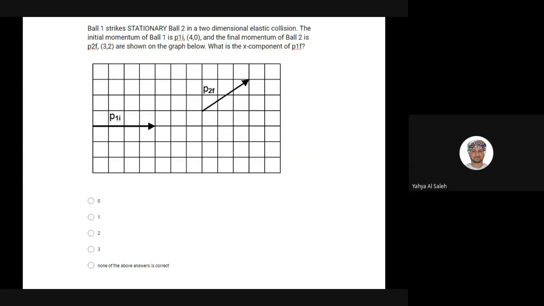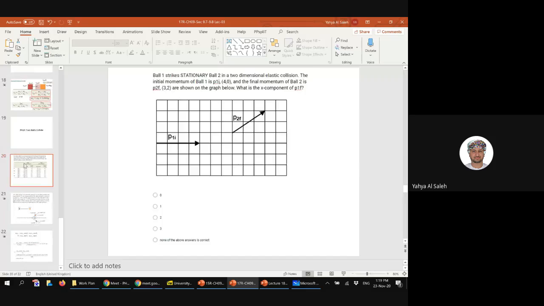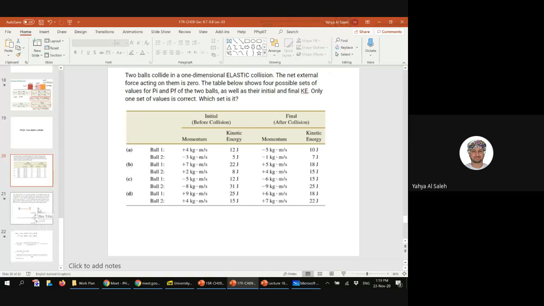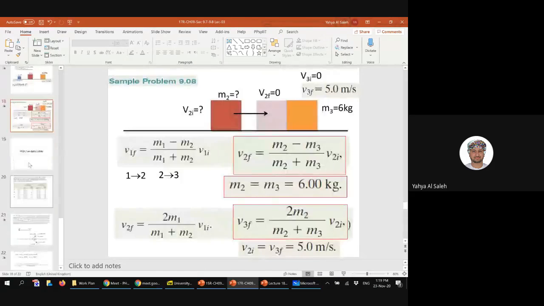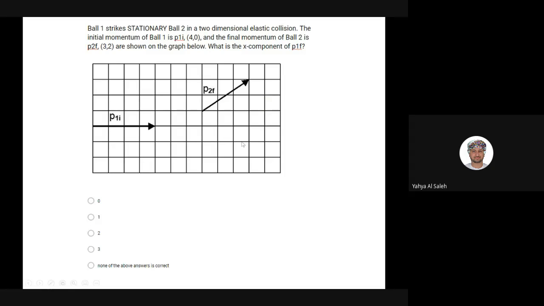Let's take this. Actually, do we have time? Yes, we have a couple more minutes. Okay, let's do this. Ball 1 strikes stationary ball 2 in a 2-dimensional elastic collision. The initial momentum of ball 1 is P1i, 4, 0. And the final momentum of ball 2 is P2f, 3, 2. What is the x component of P1f?